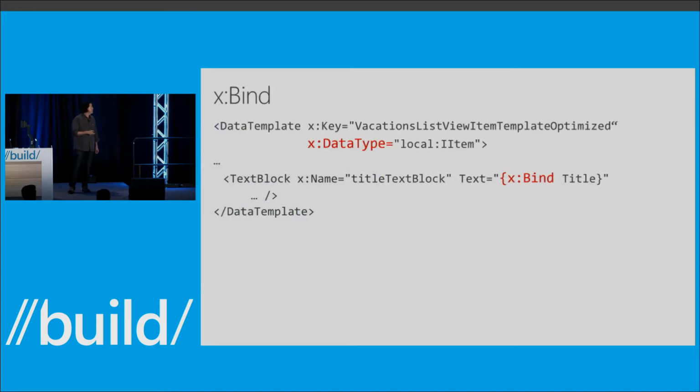So here's an example of x:bind in practice. Historically, I would have a data context here, somewhere above this object. Now I specify a data type. So I tell the compiler, hey, everything beneath this is using this data type. I'm using an interface right here. And then in the text block, historically, I would have said curly brace Bind Title. Now I say x:Bind Title. So we're code-genning at compile time, setting the text property to IItem.Title. Huge for performance.